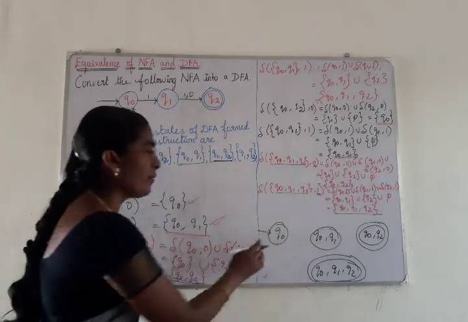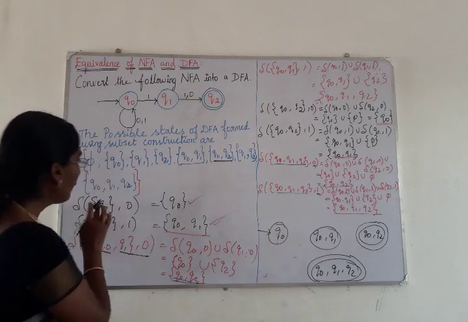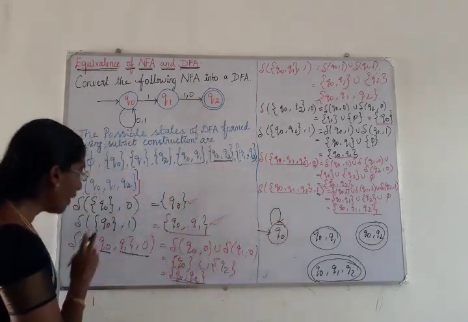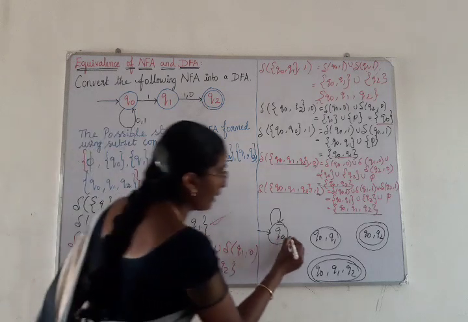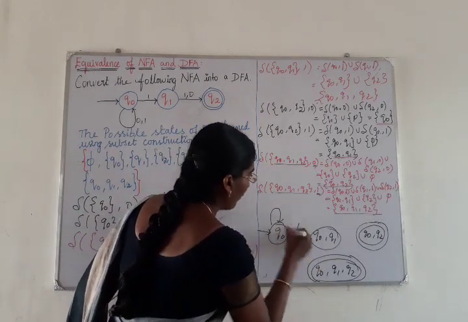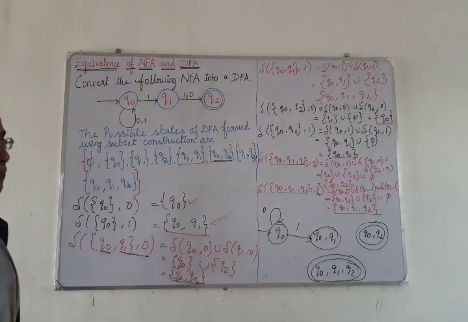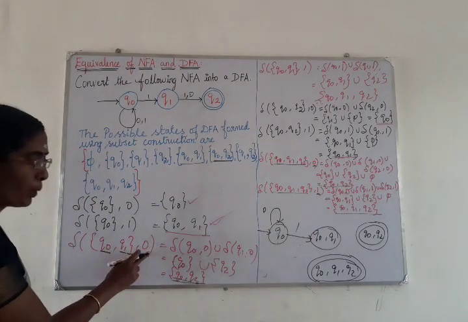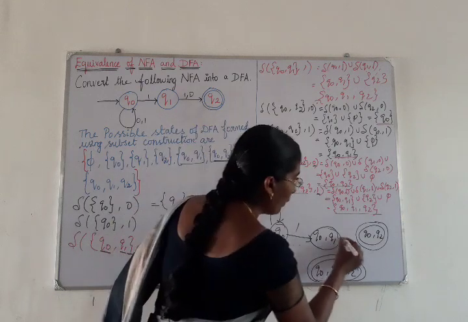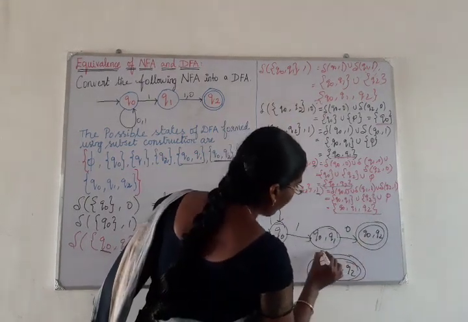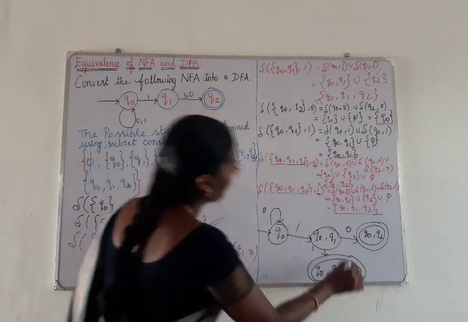What is the transition for q0 comma 0? q0 comma 0 is a self transition. What is q0 comma 1? q0 comma 1 is q0 comma q1. And next, what are the transitions for q0 comma q1? For 0 it is to q0 comma q2. For 1 it is moving to q0, q1 and q2.